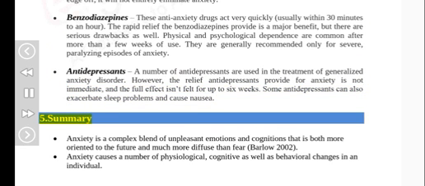5. Summary. Anxiety is a complex blend of unpleasant emotions and cognitions that is both more oriented to the future and much more diffuse than fear (Barlow, 2002). Anxiety causes a number of physiological, cognitive as well as behavioral changes in an individual.